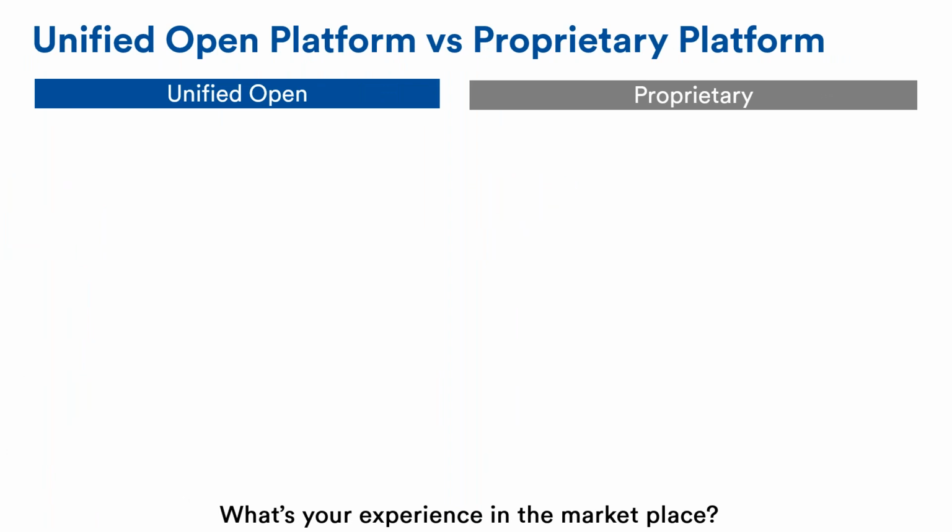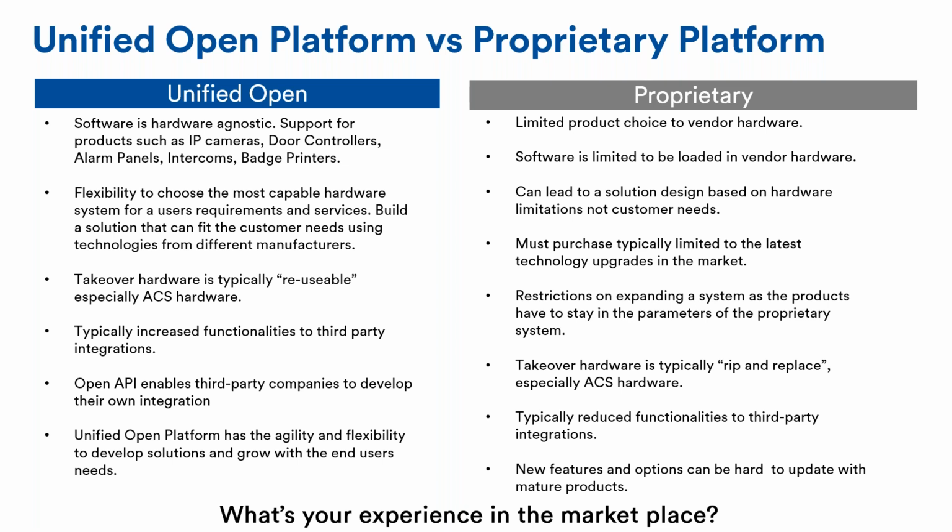Now, moving on from that, talking about a unified open platform versus a proprietary platform. In a proprietary platform, you have a limited product choice because you're limited to what the vendor can provide. Your software is limited to what the hardware can support. When you're designing a solution, you're designing it based on the hardware limitations. Sometimes that means it does not meet the customer's needs because you're having to cater a solution based on your hardware capabilities. In comparison, with a unified open platform, the software is hardware agnostic.